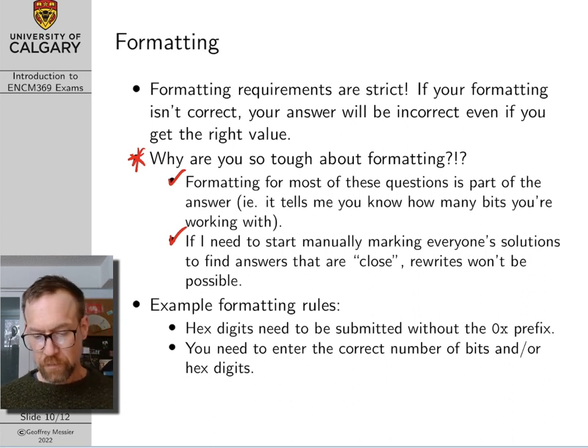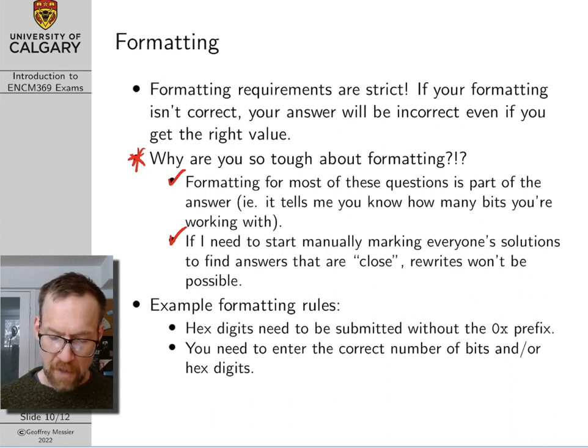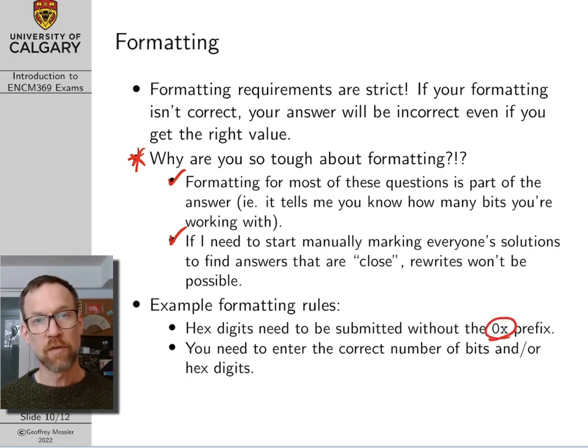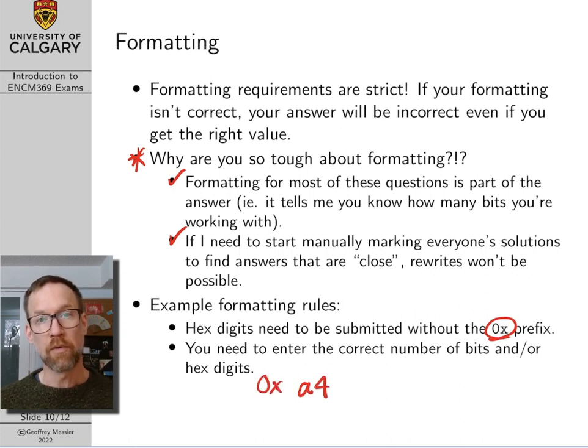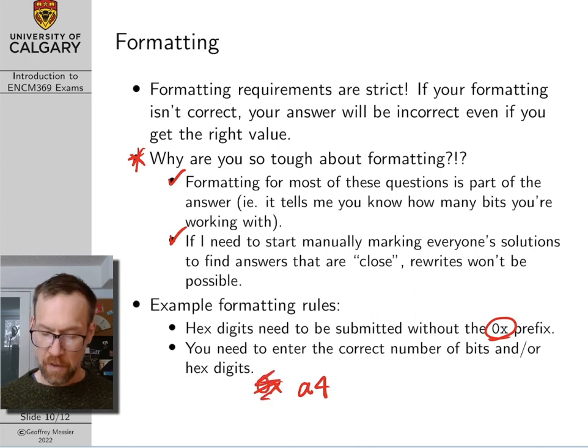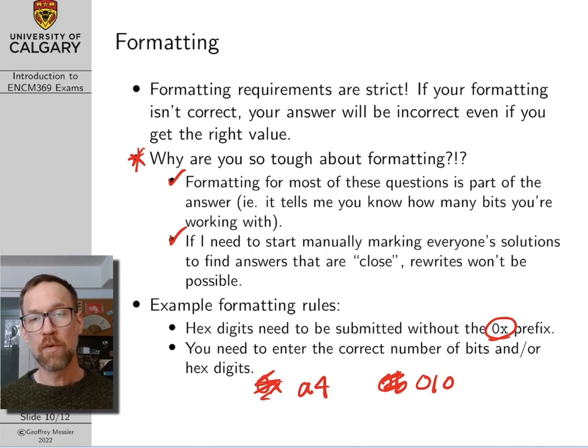And so the formatting rules are going to be specified in detail on each exam handout, but here are some examples. If I'm asking you for a hexadecimal solution, do not give me any kind of prefix. So if the answer is hex A4, I want you to give me A4. 0xA4 will be marked wrong. So don't give me a prefix. If I'm asking for a binary number, don't give me 0b and then the binary number. Just give me the binary number. No prefix.